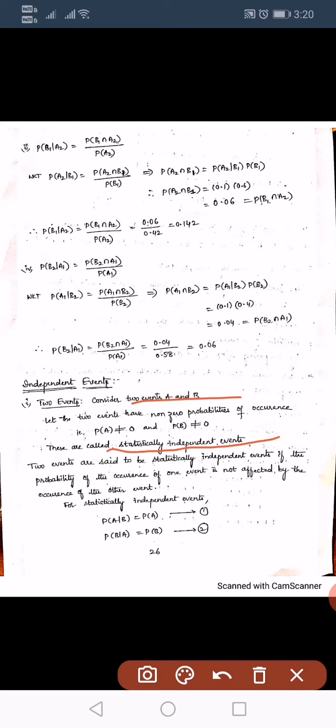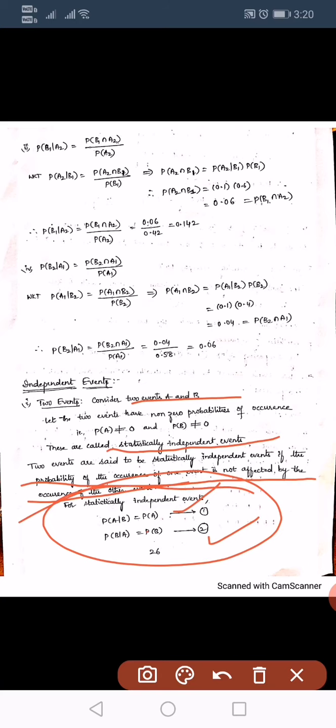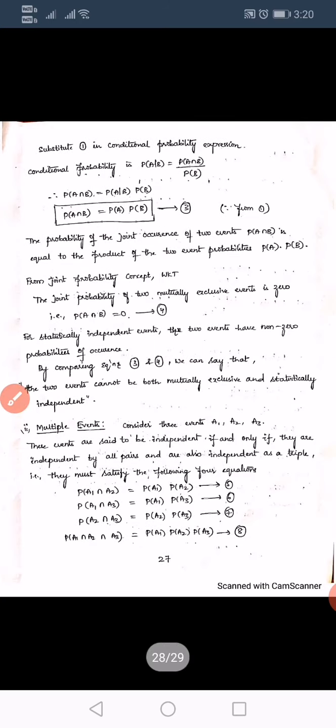Statistically independent events means the probability of occurrence of one event is not affected by the occurrence of the other event. Then only we can say that two events are independent of each other. P of A given B equal to P of A and P of B given A equal to P of B. So these are the two conditions for statistically independent events.